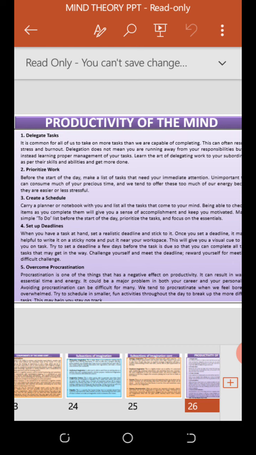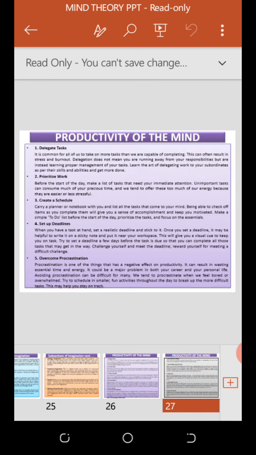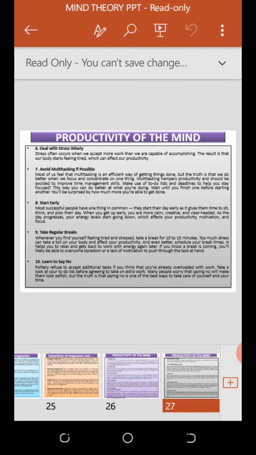Then overcome procrastination. Procrastination affects our daily work. Procrastination is just a matter of you prolonging things. What you are meant to do now, you are putting off to later. But if you can overcome your procrastination, it will allow your mind to be productive. And also, deal with stress wisely. You don't stress yourself too much.